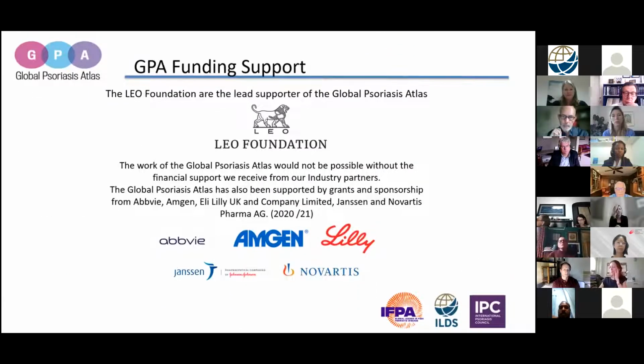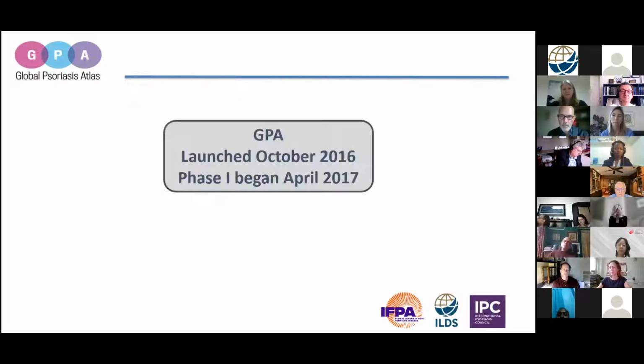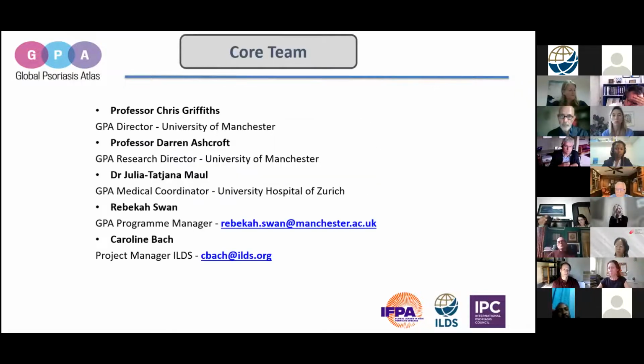And to be able to do that, we needed funding, and the funding comes from industry and the Leo Foundation. It does not come directly to the people doing the work on the ground. It comes to the International League of Dermatological Societies based in London, who act as the fiscal custodian for the funds. So the people doing the work are at arm's length from the funders. It was launched at the EADV meeting in October 2016, and the phase 1 work began in April 2017 till 2020, and we're now in phase 2.